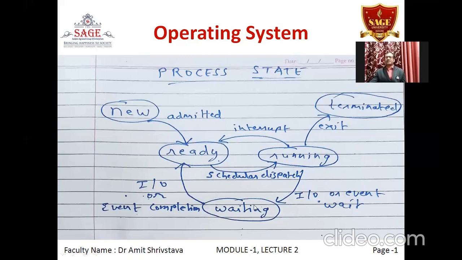and from running to waiting state, the process will normally go whenever any kind of input output event occurs. We will be discussing those scenarios when the process will go from running to waiting state, and after that input output event is completed, the process will switch back from waiting to the ready state for the next command to be executed by the CPU. So this is how the process keeps on switching from one state to another state.